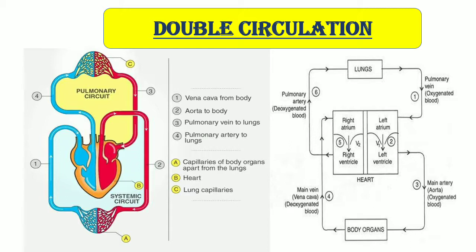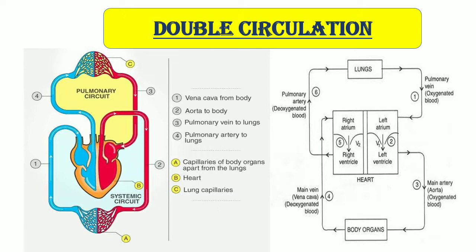Now the heart will pump the deoxygenated blood through the pulmonary arteries to the lungs. The lungs will oxygenate the blood and give the blood back by the pulmonary vein to the left auricle, or left atrium. Simple. This is the one circulation.